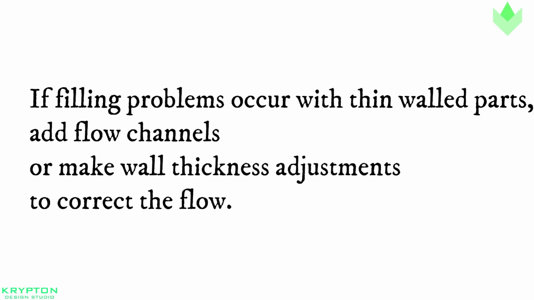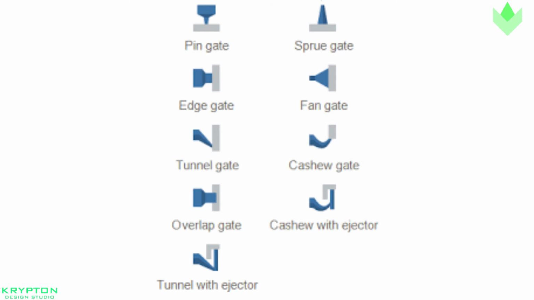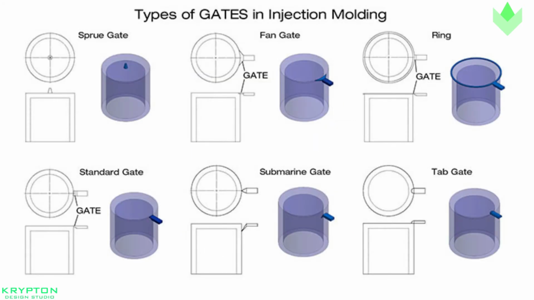If filling problems occur with thin wall parts, add flow channels or make wall thickness adjustments to correct the flow. Gates vary in size and shape depending upon the type of plastic being molded and the size of the part. Large parts require larger gates to provide a bigger flow of resin to shorten the mold time. Small gates have better appearance but take longer to mold or may need higher pressure to fill correctly.